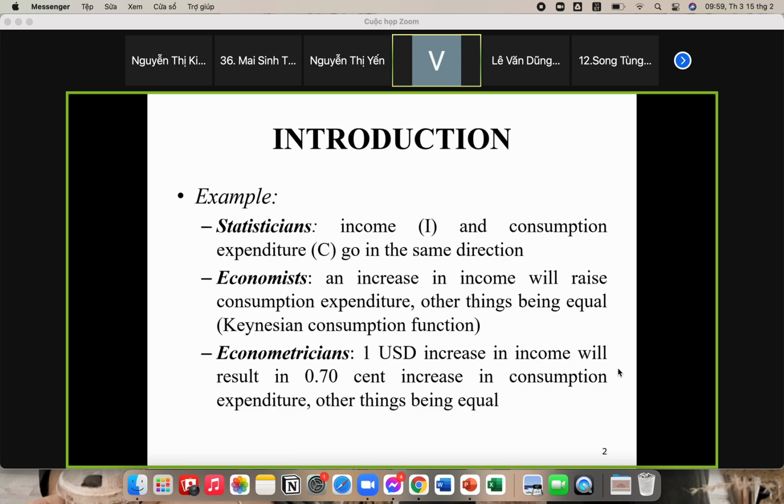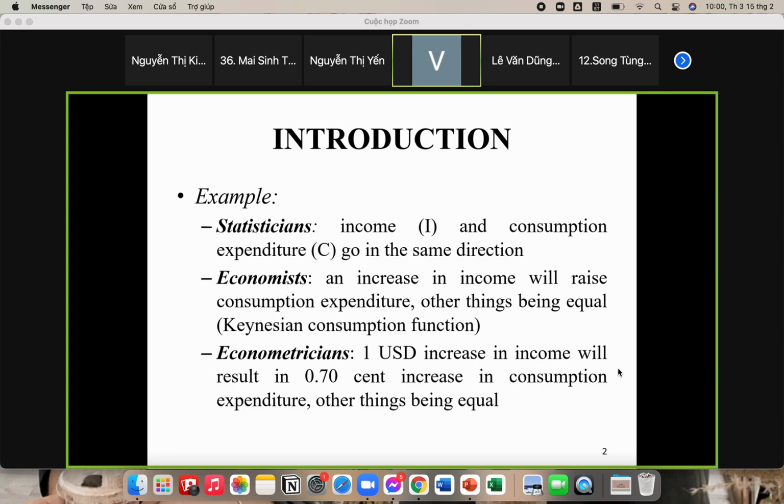In statistics, normally we just care about whether these two variables have a relationship or not. If yes, what kind of relationship, like positive or negative? So how can we see the relationship of these two variables? One of the first methods is to draw the graph. In the graph, consumption expenditures is the vertical axis, and income is the horizontal axis. If the graph is upward sloping, it means that income and consumption expenditures have a positive relationship. That means when income increases, consumption expenditure will increase.